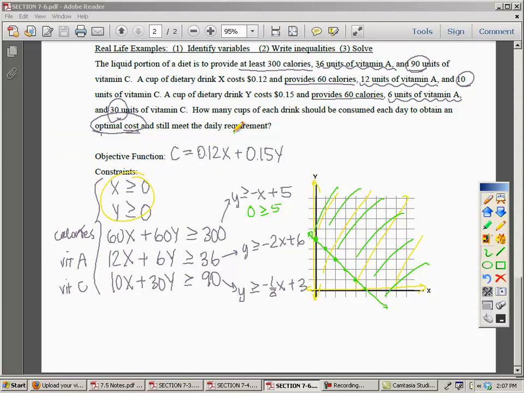All right, the second line, let's go 2x plus 6. So there's 5, 6. And I go down 2 and over 1, down 2 and over 1, down 2 and over 1, and I get this line. And I again am going to check 0. Is 0 greater than or equal to 6? The answer is no. So again, I'm kind of going away from that line.